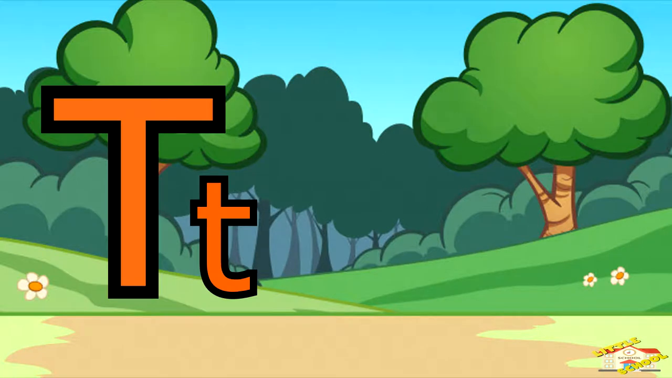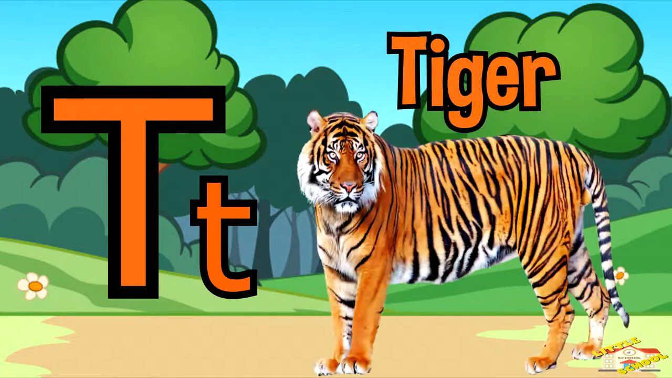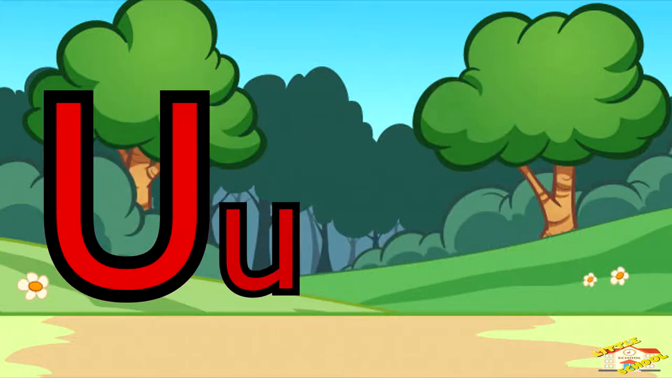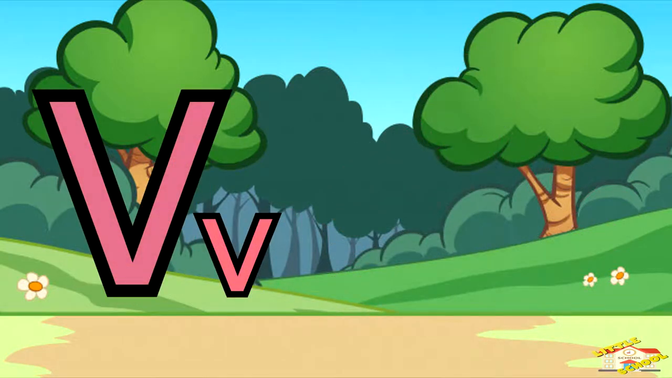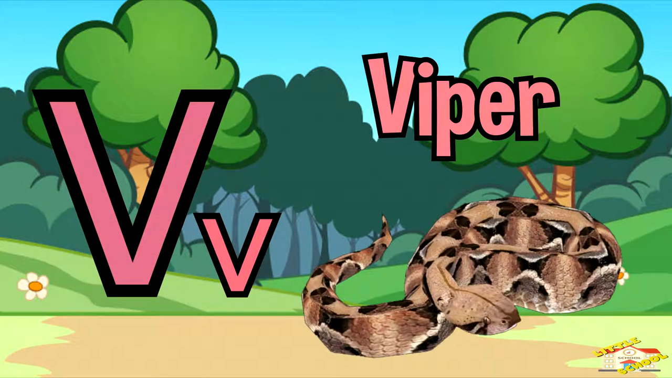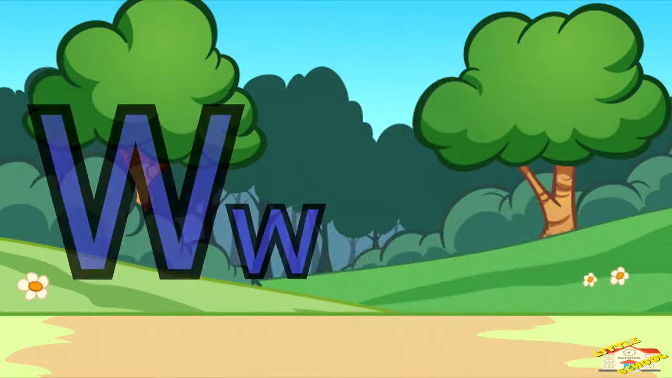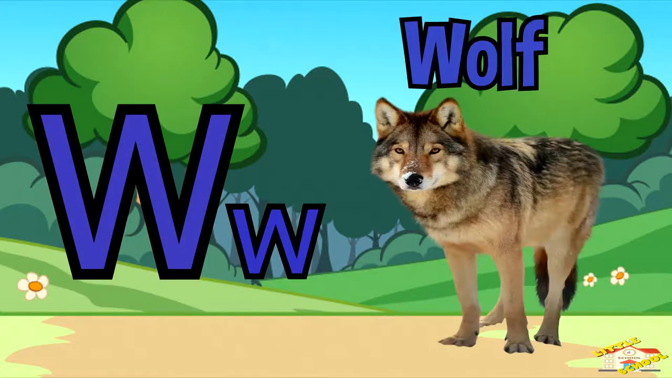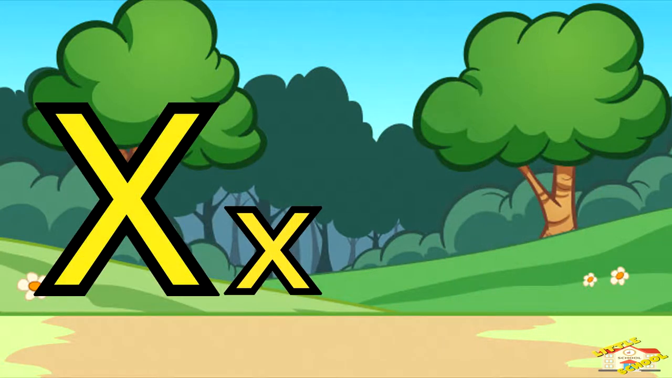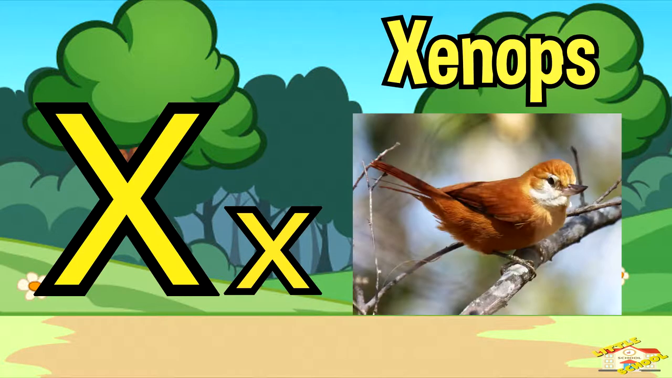T. T is for tiger. U. U is for urchin. V. V is for viper. W. W is for wolf. X. X is for xenops.